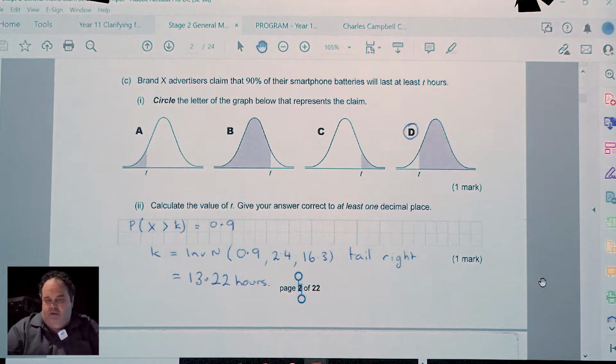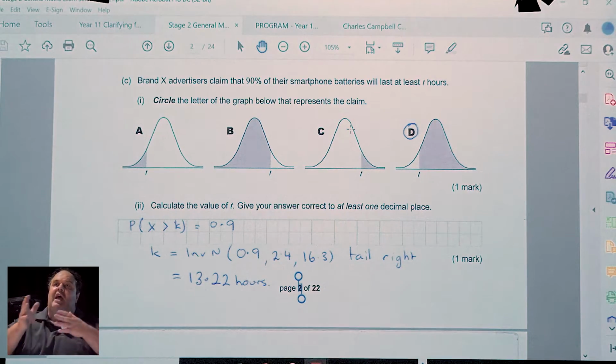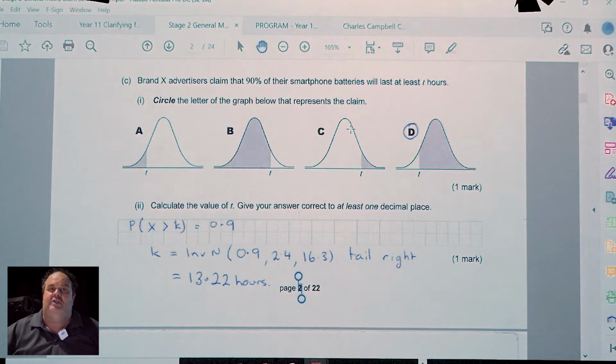Part C, students struggled with the graphs. A lot of students got the tail wrong, or they went with B. D was clearly the correct answer. They realised that this mistake was being made because a lot of students did the inverse normal calculation correctly for 90%. So they're actually struggling to understand the connection between the graph and what it actually means for finding that inverse. If the students can get practice at those, that will probably help them in the long run.